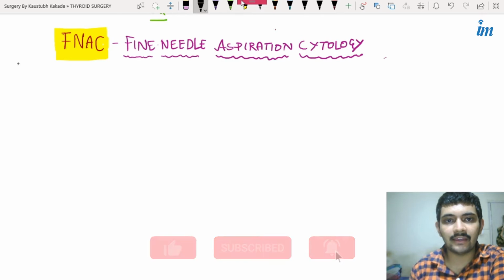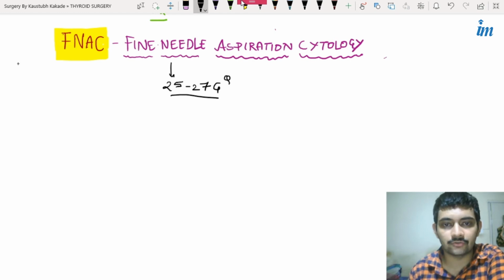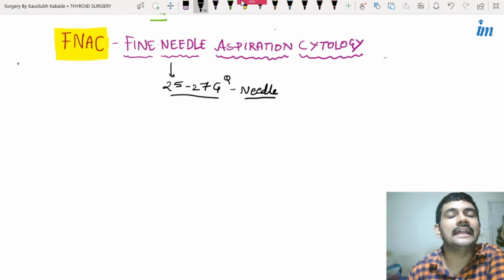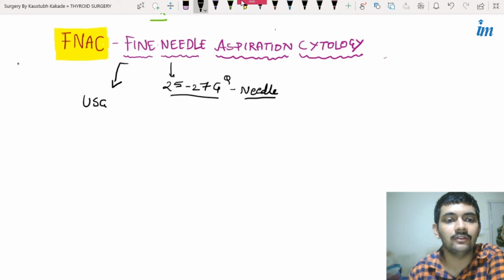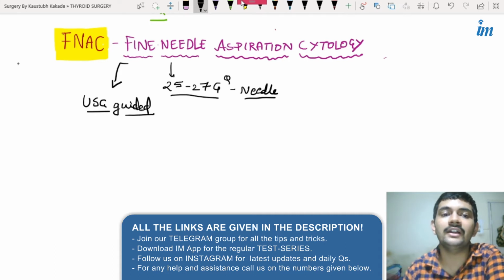So what is FNAC? FNAC is nothing but fine needle aspiration cytology, where a very fine needle is used. What do you mean by fine needle? What size of needle are you using? Generally, it is recommended to use 25 to 27 gauge of needle. This is a very important question. So this is the needle size. 25 to 27 gauge needle is to be used, and this procedure preferably is done ultrasound guided. So USG, ultrasonography guided, right? This is going to be a USG guided procedure.